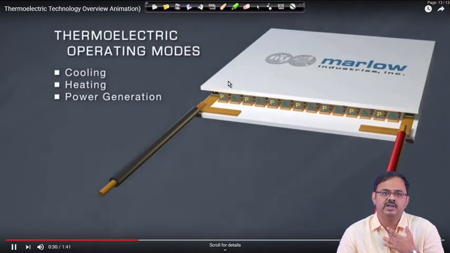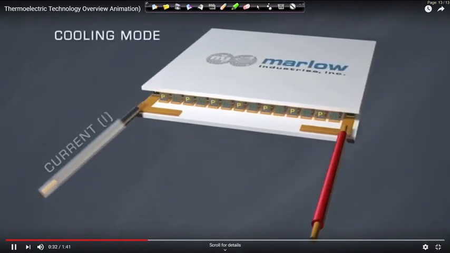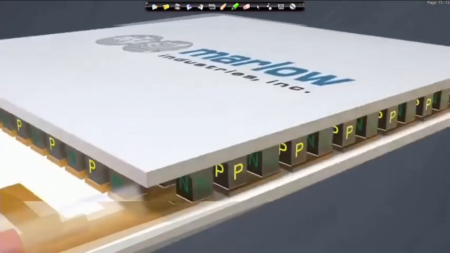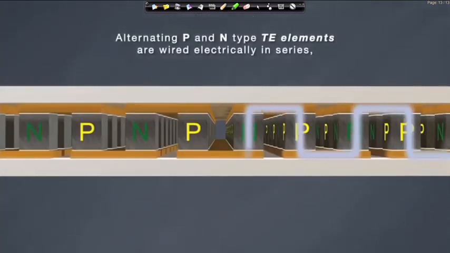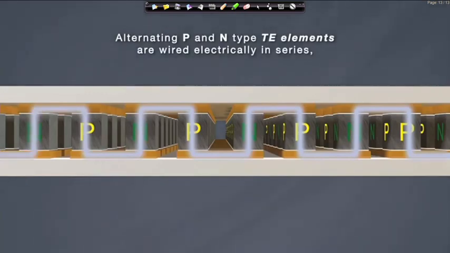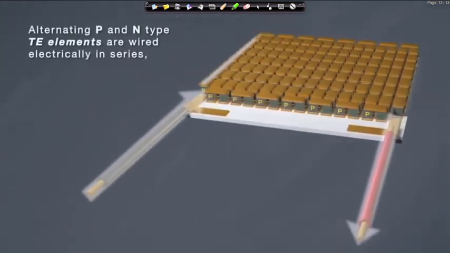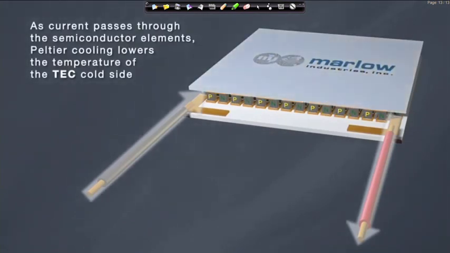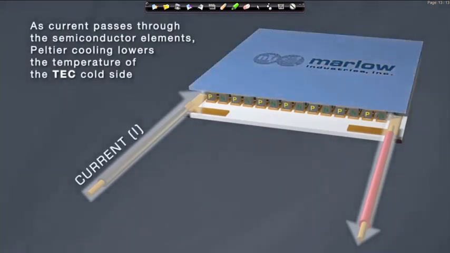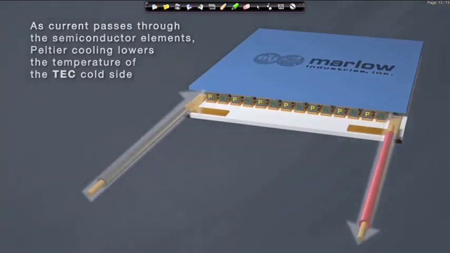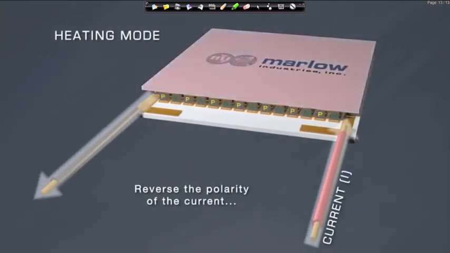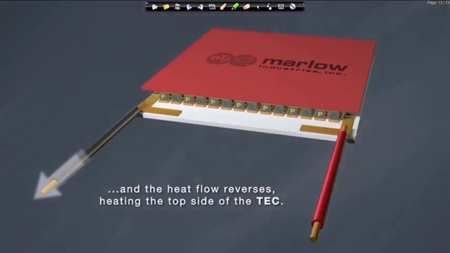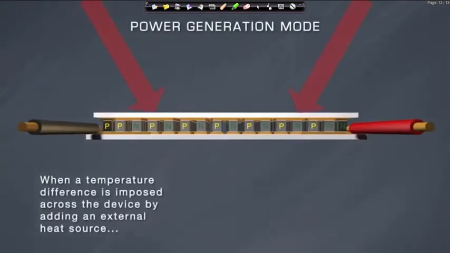So, this can be used for cooling, which is what we were talking about. It can be used for heating as well if you change the direction, depending on which end is of interest to you, and it can be used for power generation as well. You see alternating P and N type next to each other, wired electrically in series, and thermally in parallel, assuming that the temperature difference is between the top and bottom surfaces. Depending on which direction the current flows, it can be used for cooling the top surface or heating the top surface.